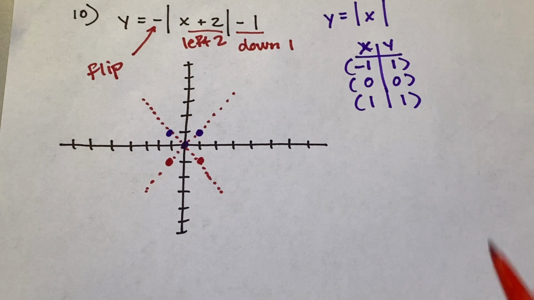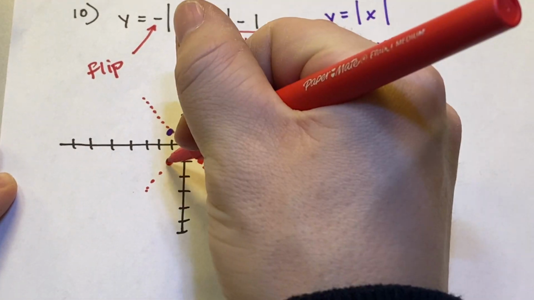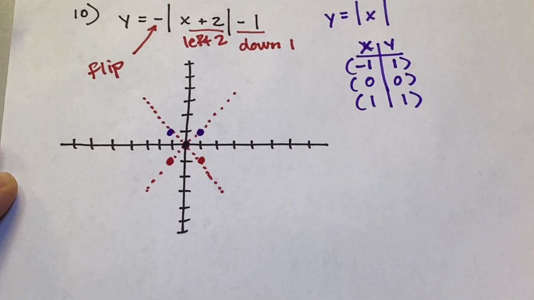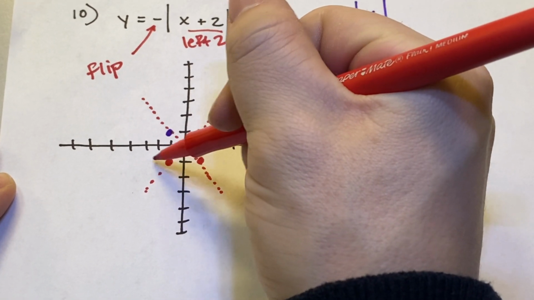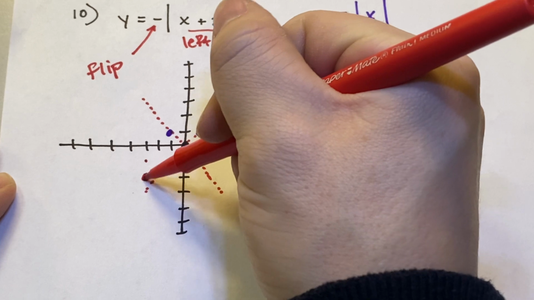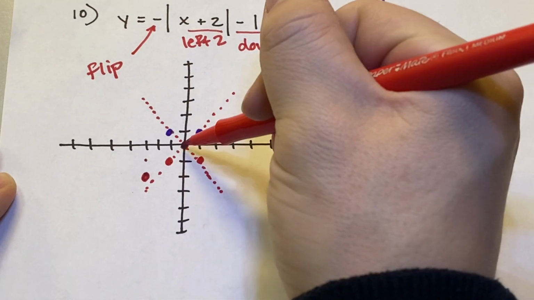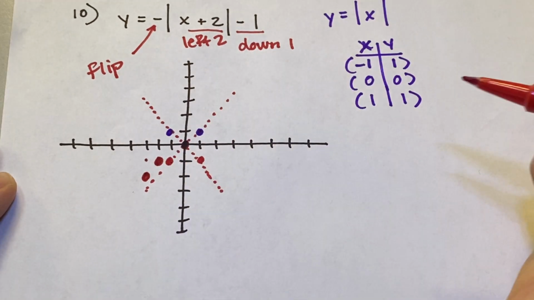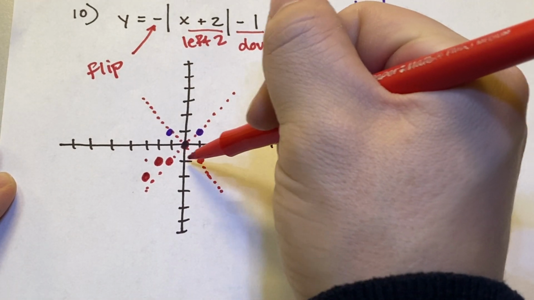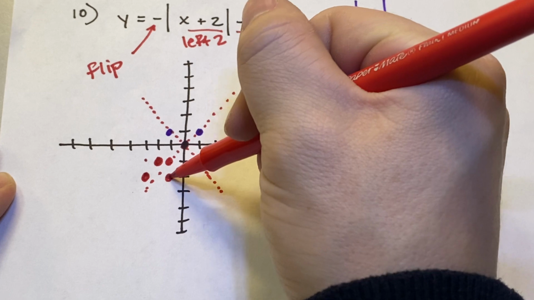Okay, so now we're taking these 3 points. Boom, boom, boom. Because we flipped them, we're taking them to the left 2 and down 1. So let's go with this point first. Left 2, down 1. Boom. There we go. Now this point, left 2, down 1. There we go. Now this point, left 2, down 1.